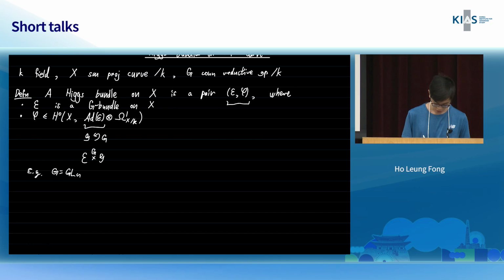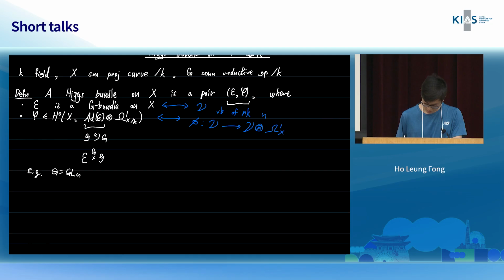So for instance, for G equals GL_n, there's a more concrete description. You can regard E as a vector bundle of rank n on X, and then this global section of the twist of the adjoint bundle is the same as a map phi from E to E tensor the Kähler differentials, which is O_X-linear.